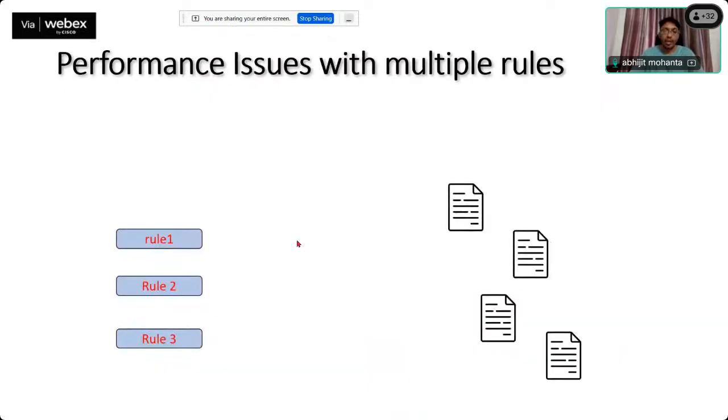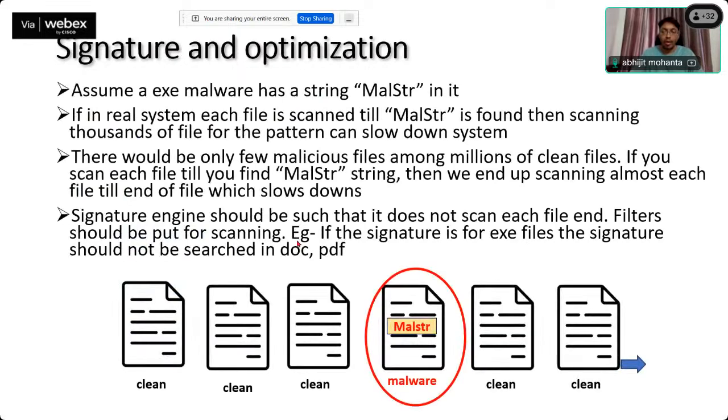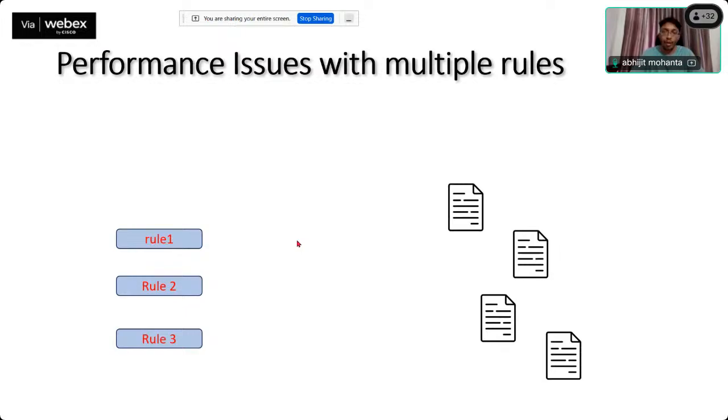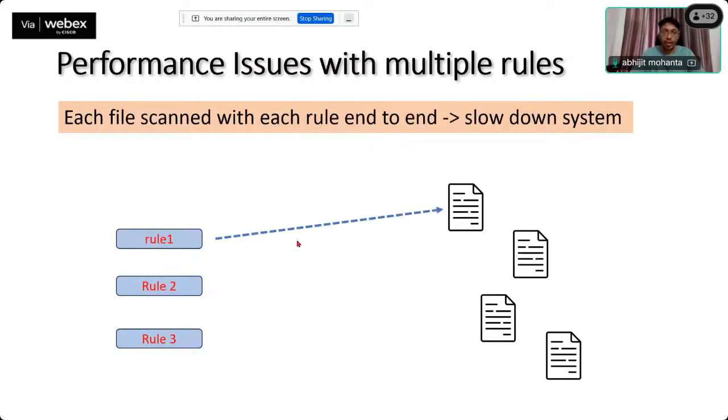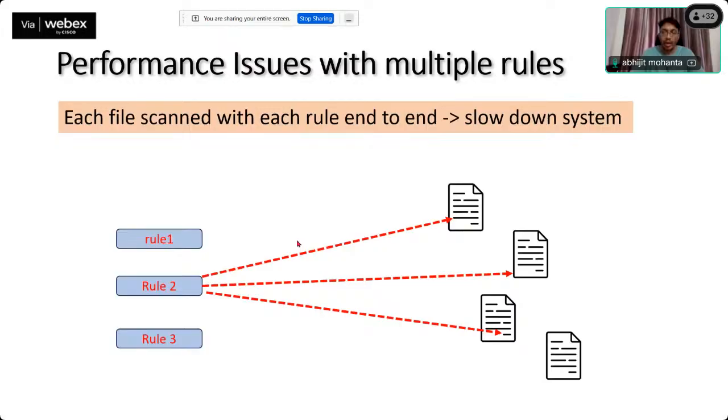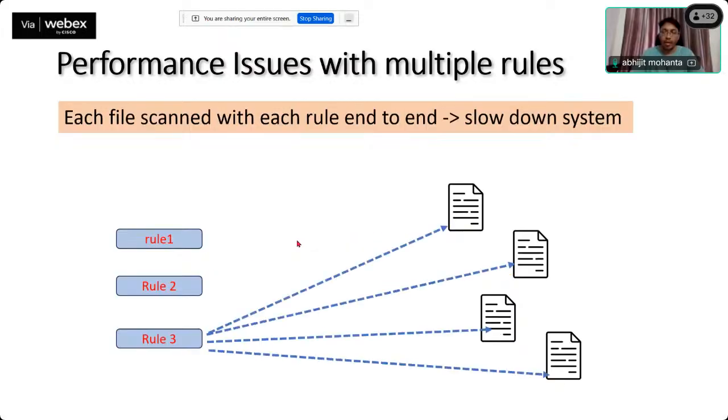Another thing, I talked about one rule having mal str. When you write rules, you would be writing hundreds of rules for different malwares. And obviously there is only one or two malwares on the system. Now if you scan those hundreds of rules against each file, what is going to happen? The first rule scans each file, the second rule scans each file, whether it is malware or not. Hundreds of rules will be scanned like this end to end. So this causes the performance issue.